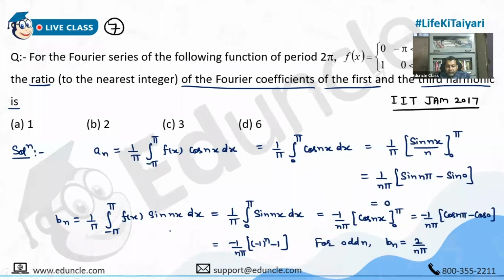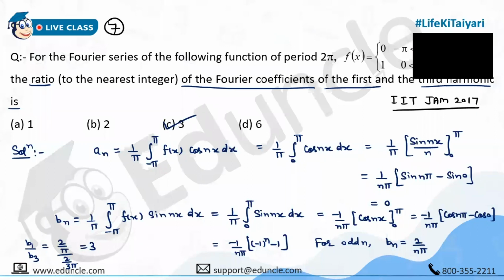So now I need to take the ratio of B1 to B3. So B1 will be 2 by pi, B3 will be 2 by 3 pi. So it is nothing but 3, which is option C. Please check everyone. Yes, sir. Clear? Yes, sir.